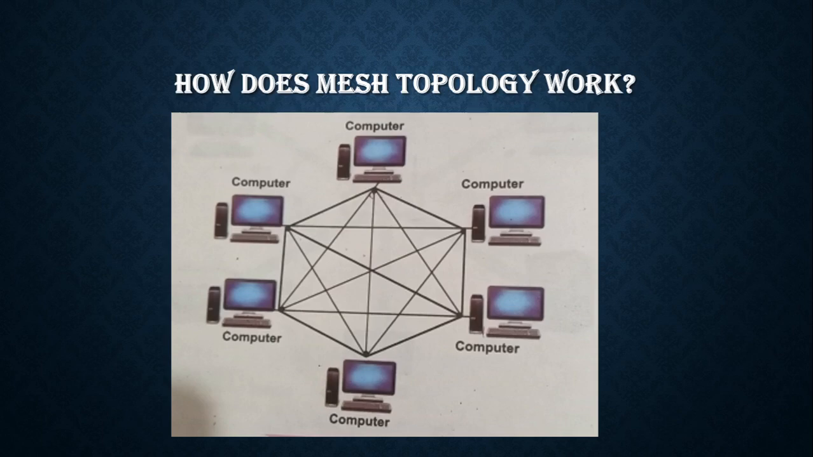This is a figure which shows how mesh topology works. In this figure you can see there are multiple nodes that are interconnected. If we talk about this specific node, this computer is connected to every computer in the network. See, this one is connected to this and this computer, along with this computer and this computer. So every computer is connected to each and every node in the network. This is how a mesh topology works.